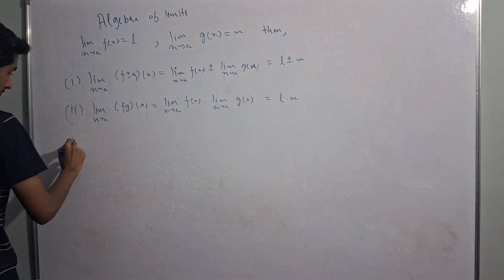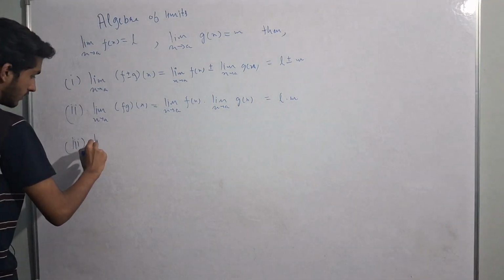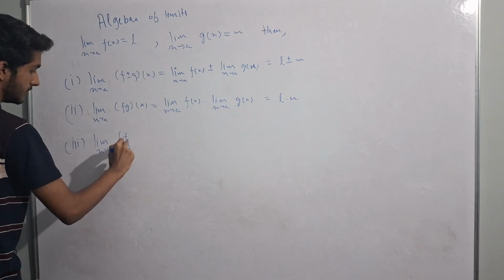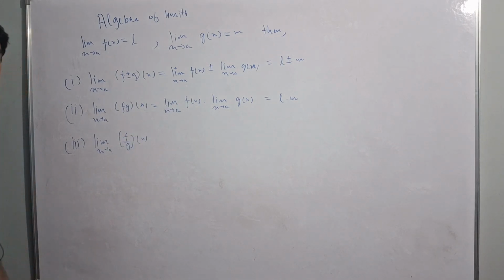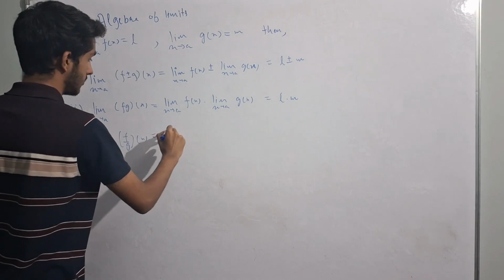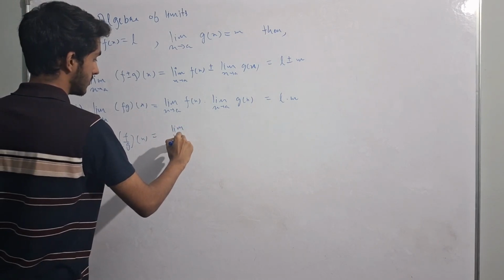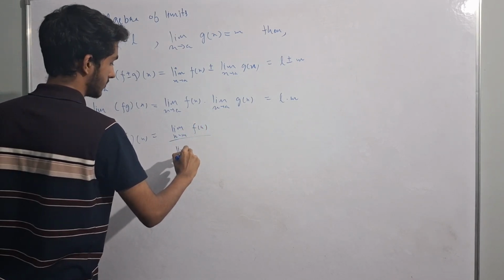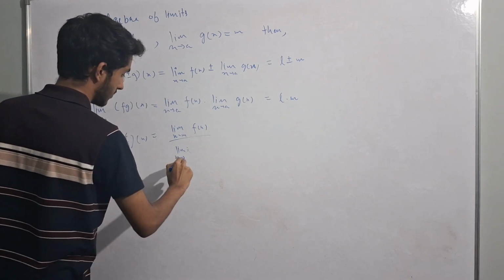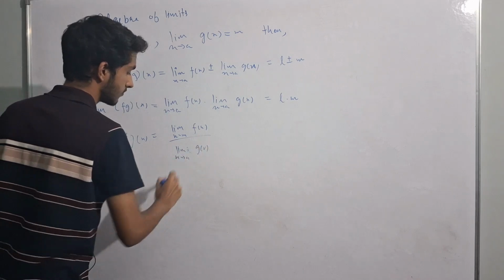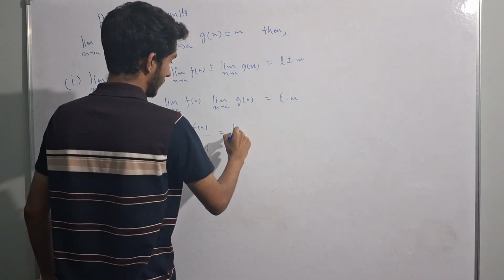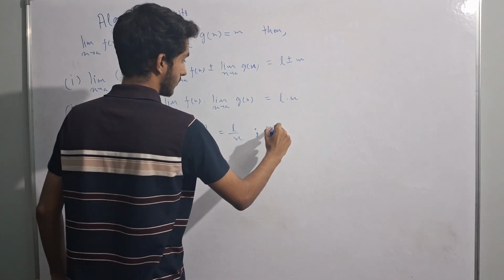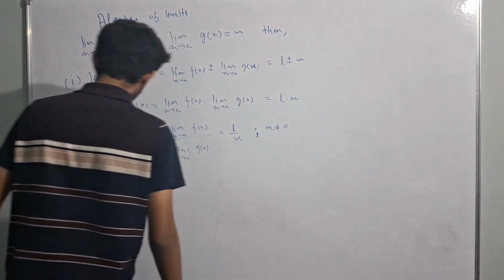And then the third property would be limit x tends to a of f by g of x, or f divided by g of x, would be equal to limit x tends to a f(x) upon limit x tends to a g(x). This would be equal to L by m, provided m is not equal to 0.